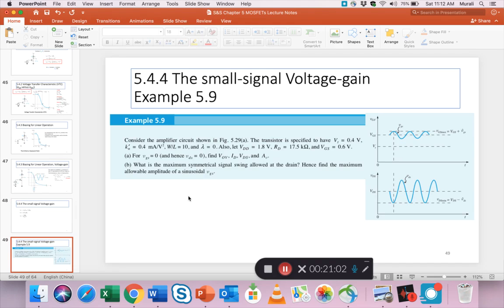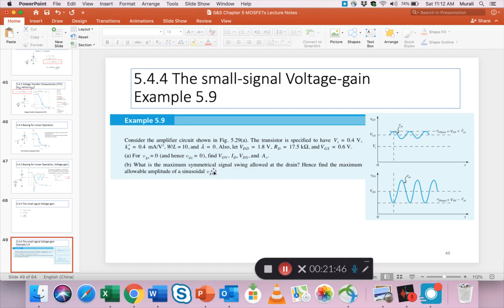The next slide, 49, is an example, and I don't want to do the mathematics yet. We'll come back in my next recording and look at some problems. But basically, as you would expect, in this example we are given a lot of things such as VT, the aspect ratio, the process parameter, and then some ID, VDD is also given, RD is given. A lot of stuff is given, and we need to find the voltage gain and some currents and resistances. But the important thing we're calculating here is the voltage gain.